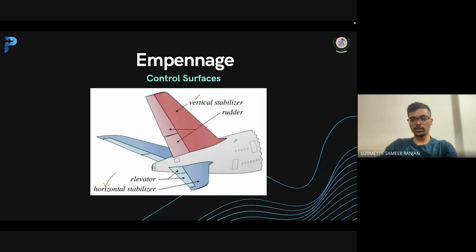If we want to move the plane in the upward direction, we have to deflect the elevator in such a way that it will pitch up. And if we want to yaw this aircraft, we'll have to deflect the rudder in the opposite direction, so that it will turn about the yaw axis, which is basically the y-axis if you imagine this plane.